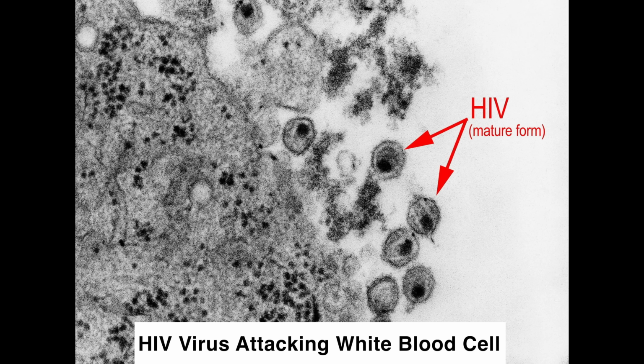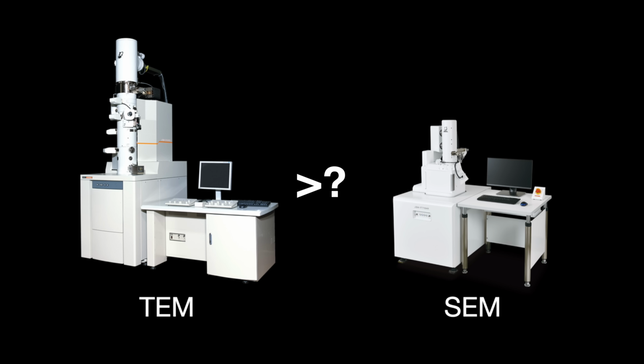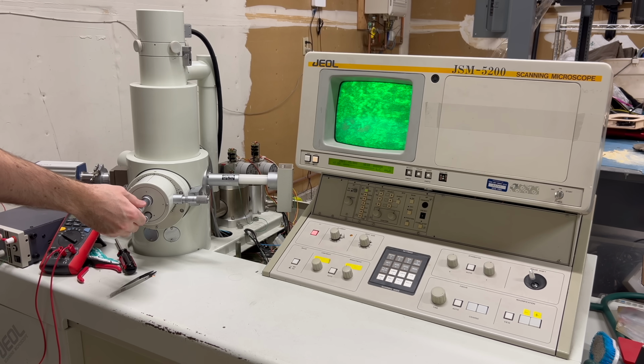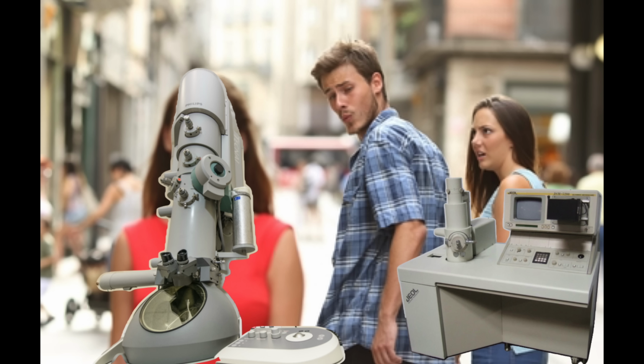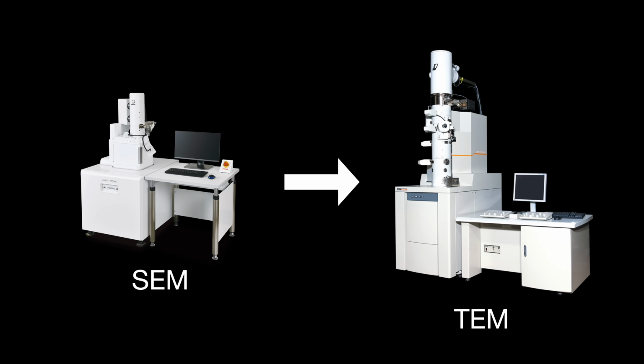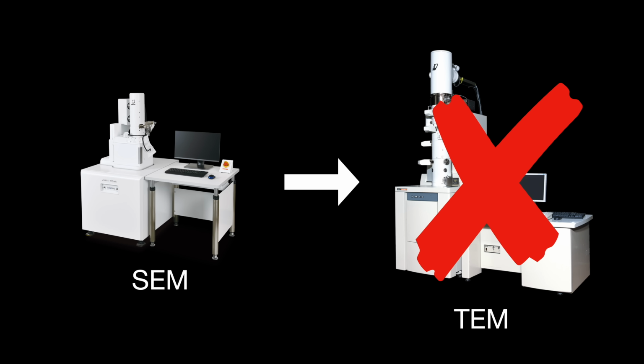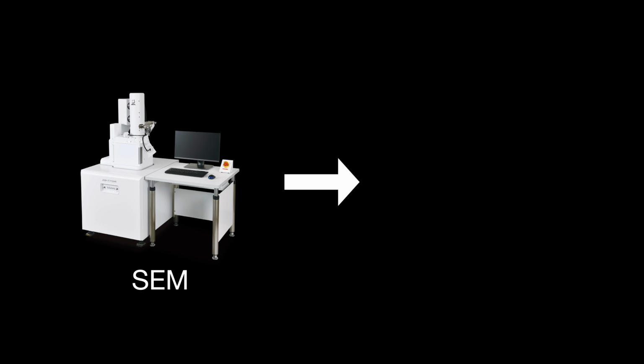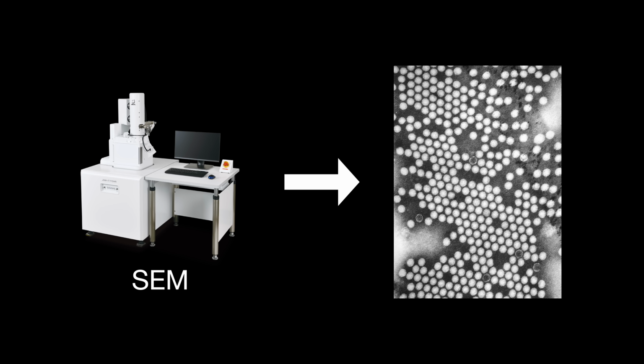However, a TEM isn't always better than an SEM. The SEM and TEM are two different tools, each with different purposes. But given that I have a working SEM, I can't help but wonder, can I convert it to a working TEM? Well, the answer is no, but also yes. You see, we can't turn the SEM into a true TEM, but we can trick the SEM into giving us a transmission electron image. Here's how.